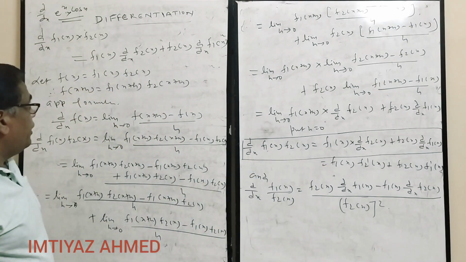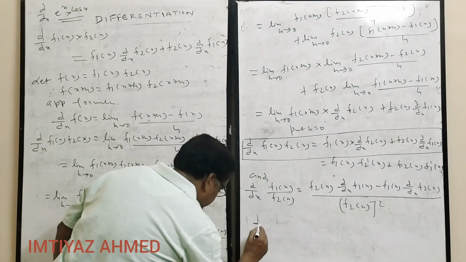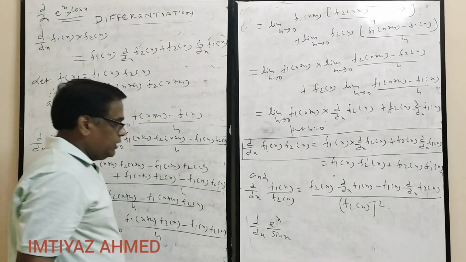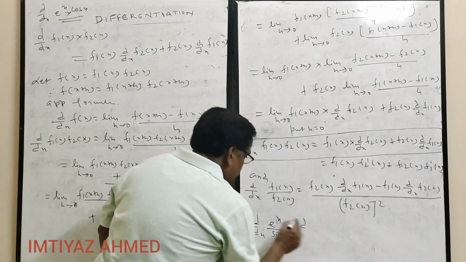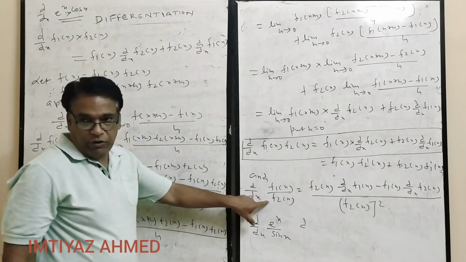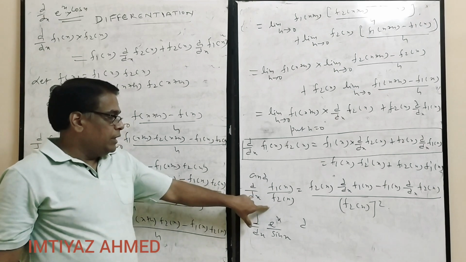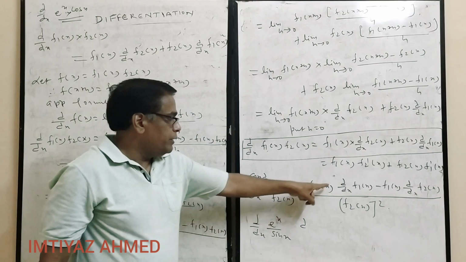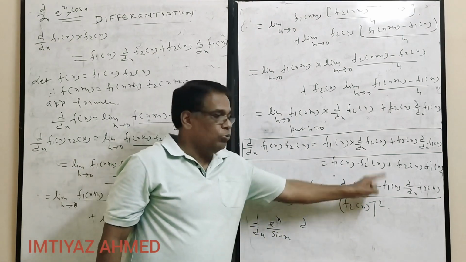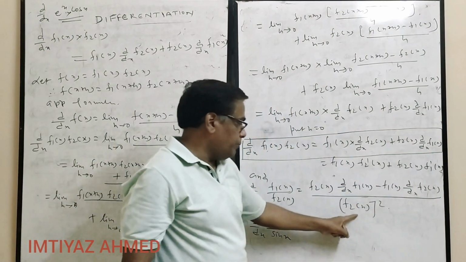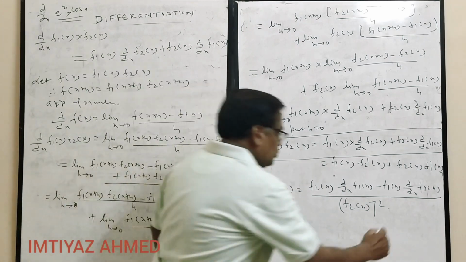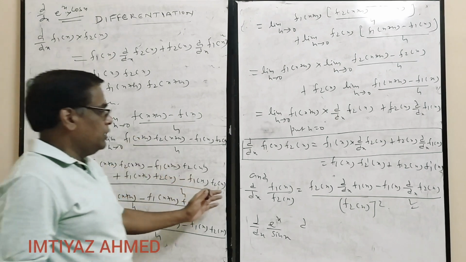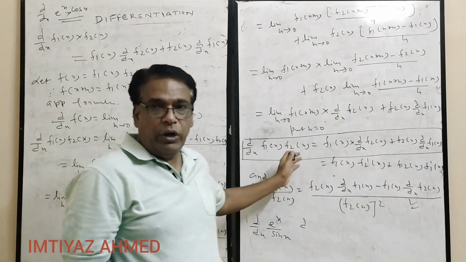In the same manner, if it is given d by dx of e raised to power x upon sin x, that is d by dx of first function upon second function, the formula for this will be, we can take it as numerator and denominator: denominator d by dx of numerator minus numerator d by dx of denominator, upon denominator square. And the proof of this you can see from the book. It is done just like this one only. Okay, let us continue this with a few more examples.